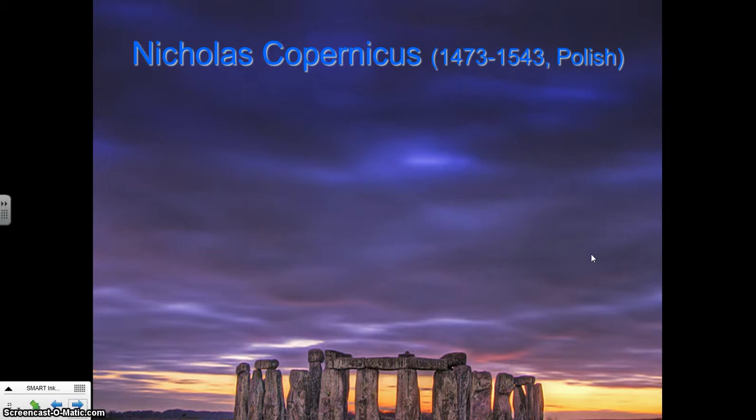The only thing that Nicholas Copernicus still had mistaken was that he kept the orbits of the planets circular, and instead they were actually elliptical. But we didn't get to know that until later on when Johannes Kepler did his work. So anyway, we're in the 1400s here, getting into the 1500s. He was from Poland, and let's see some of the stuff that I have written here.